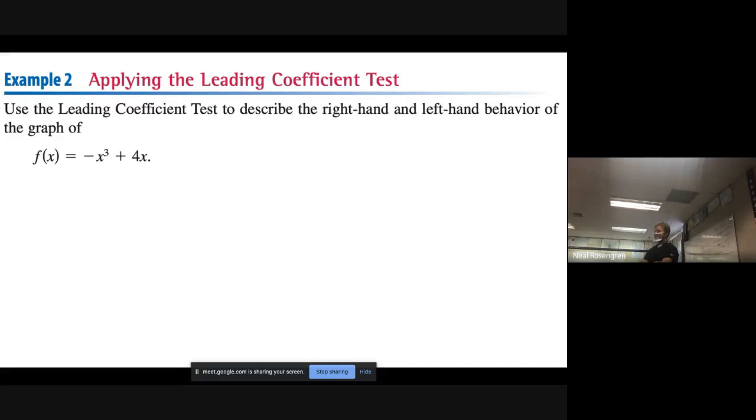Okay, what about that one? What is the leading coefficient test? And really, it's just more than that. It's not just the leading coefficient, but the degree and the leading coefficient that help me describe. They call it the right hand and left hand behavior. That's 6 words. I'm going to call it end behavior. 2 words. Describe the end behavior of this function.